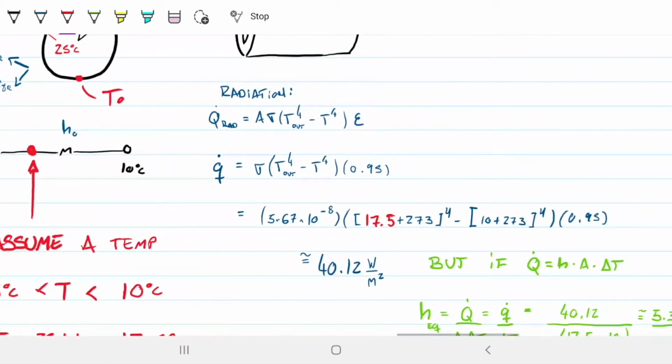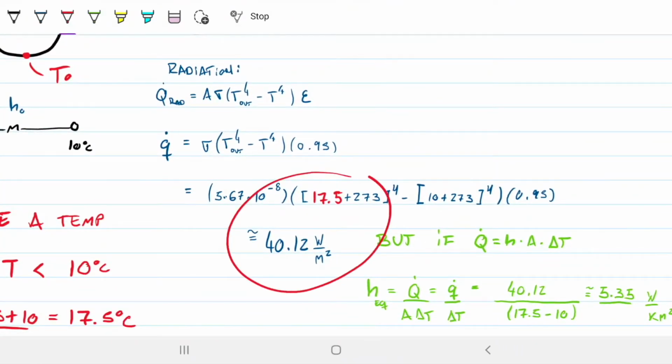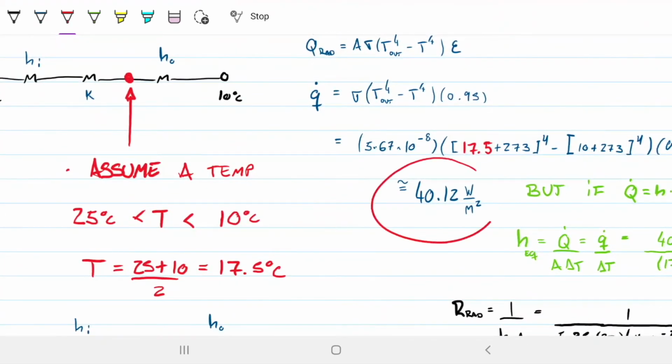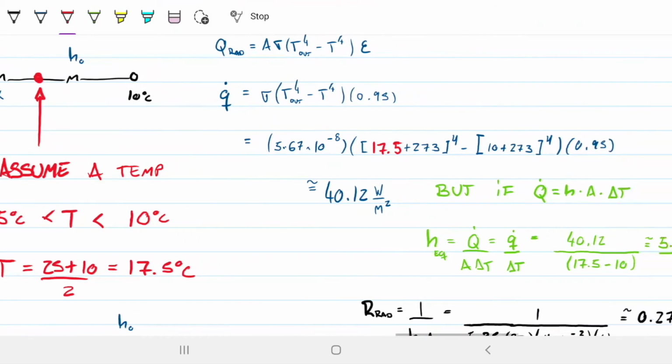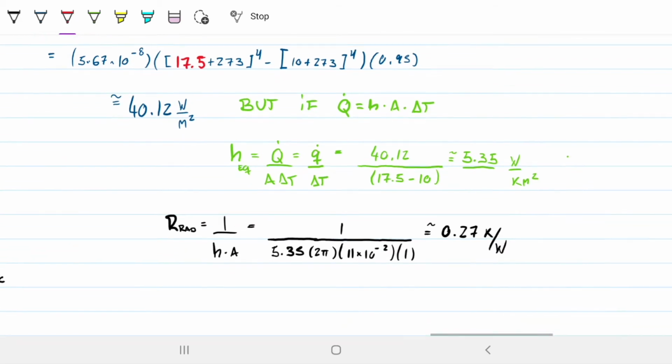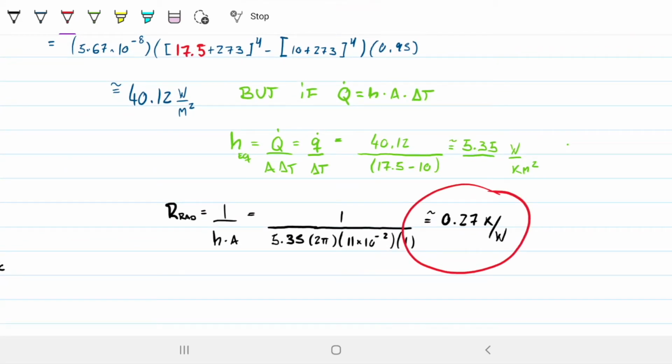Because with that, I can now calculate my radiation, Q for radiation. Note that now I'm calculating everything in heat flux, because we saw that the outer area just keeps popping in and out of our equation. So just leave it in heat flux so we don't have to worry about the area. Straight off the bat, I got 40.12 as my radiation heat flux. Then I converted this into the equivalent H, and I got 5.35 as the equivalent H, which gives me an equivalent resistance for radiation of 0.27.